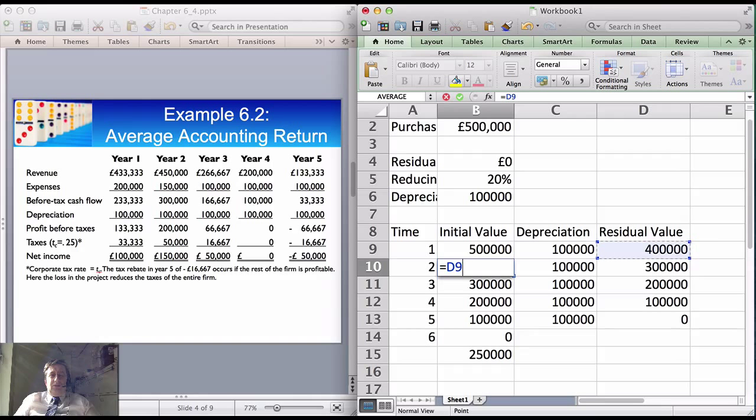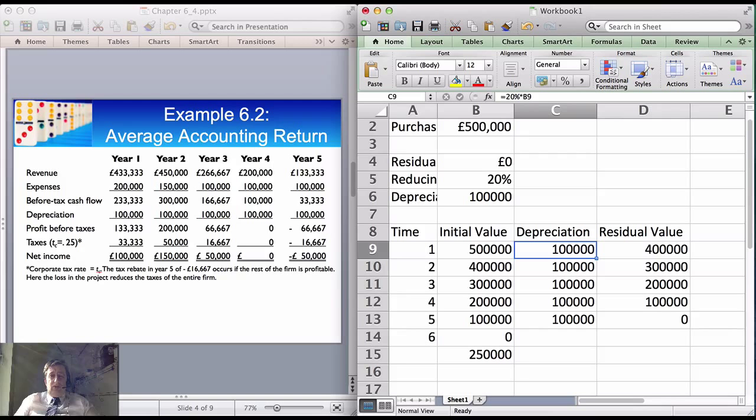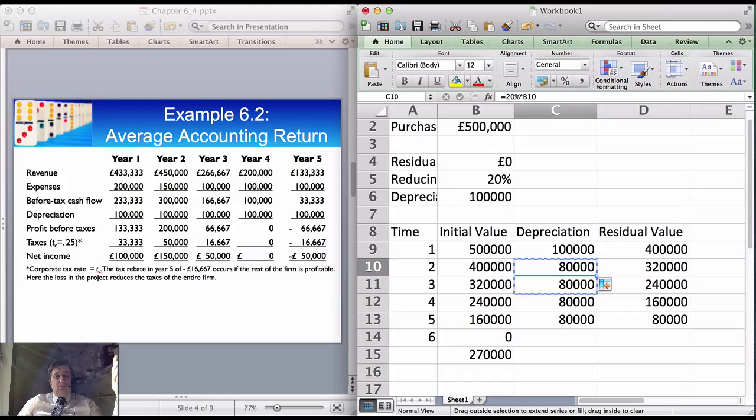An initial value for year 2 is equal to the residual value for year 1. But look what I'm doing here. Now, as you can see, we're now getting 20% of the 400,000, so the depreciation is actually less in year 2, and that leads to a higher residual value in year 2. We now need to do the same calculation for year 3.